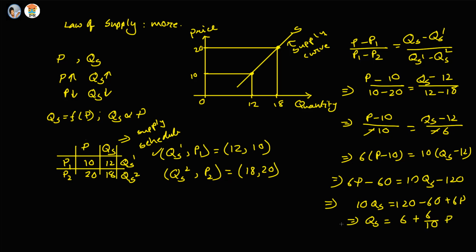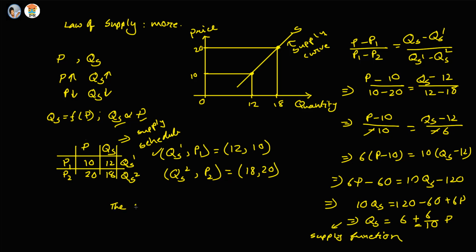Here this equation is known as the supply function. Now this plus sign here shows the proportional relationship or the positive relationship between price and quantity supplied. Note that we will not always have 6 here and 6 by 10 here; for different values of prices and quantity supplied, we'll have different values.